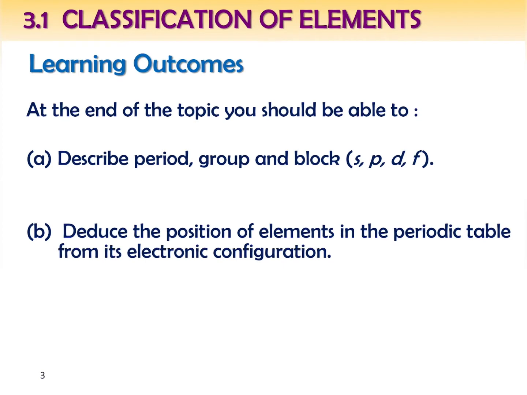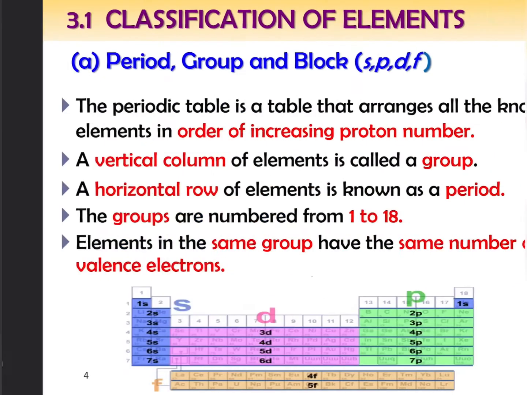Okay, so for the first part, classification of elements, the learning outcomes are you should be able to describe period, group and also block. Next, you should be able to deduce the position of elements in the periodic table based on the electronic configuration. So, electronic configuration ini kita dah belajar in previous chapter. So, now you need to relate balik semula apa yang kamu dah belajar in chapter 2, relate dengan chapter 3, and in the future kamu akan relate dengan chapter 4.